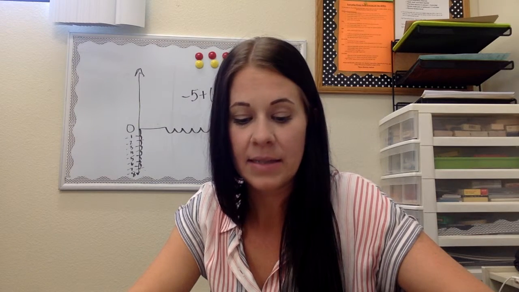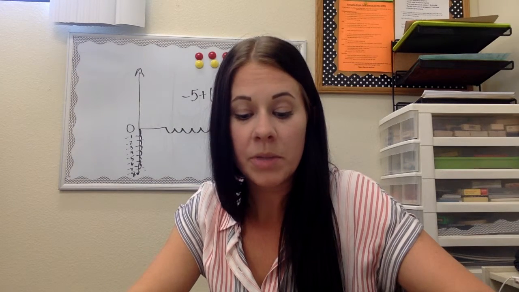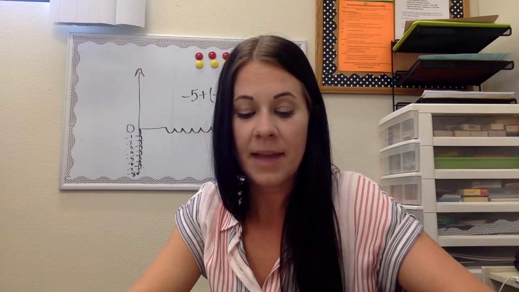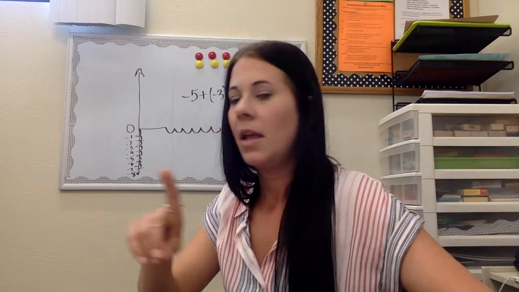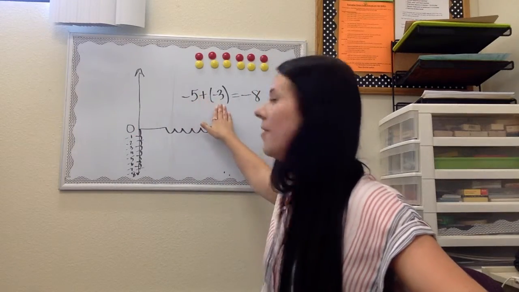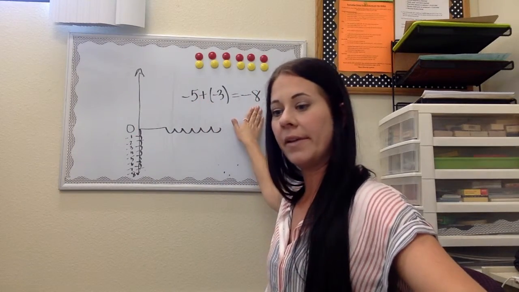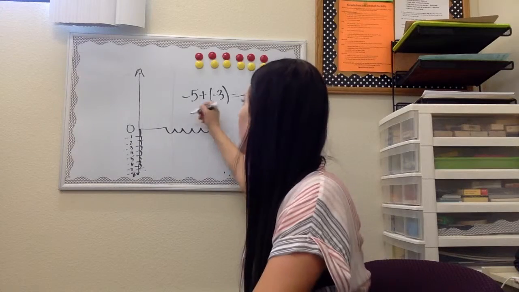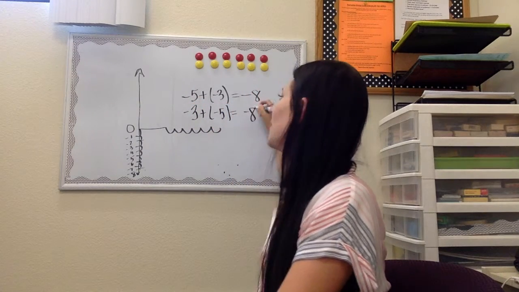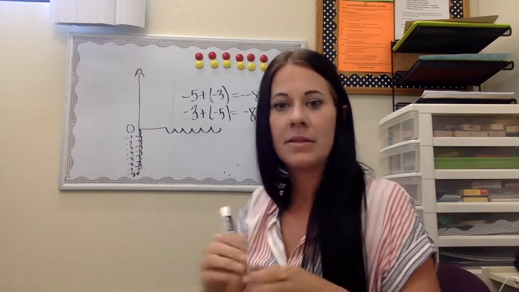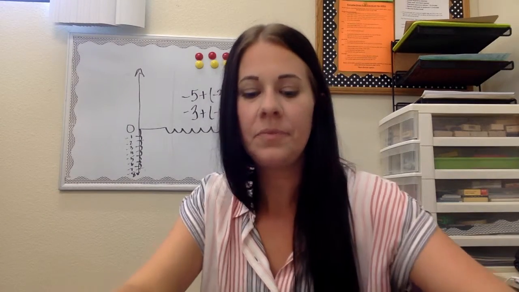Hopefully that makes sense. So, does the order in which you add the two integers with the same sign affect the sum? No, the order doesn't matter, because think about it. If I went down the 5 feet and then the 3 feet, I still went 8 feet. If I went down 3 feet and then 5 feet, I still went down 8 feet. So the order doesn't matter here.